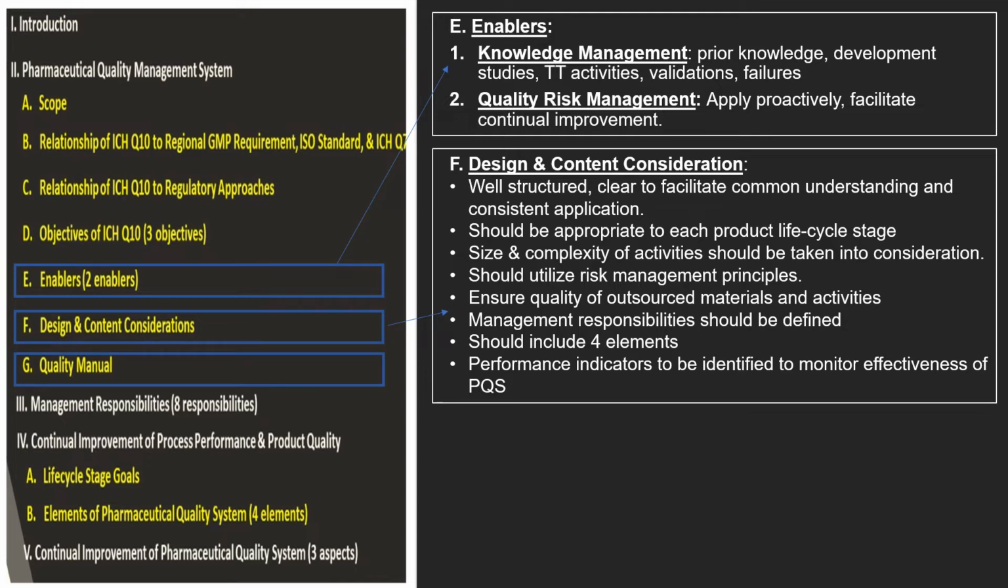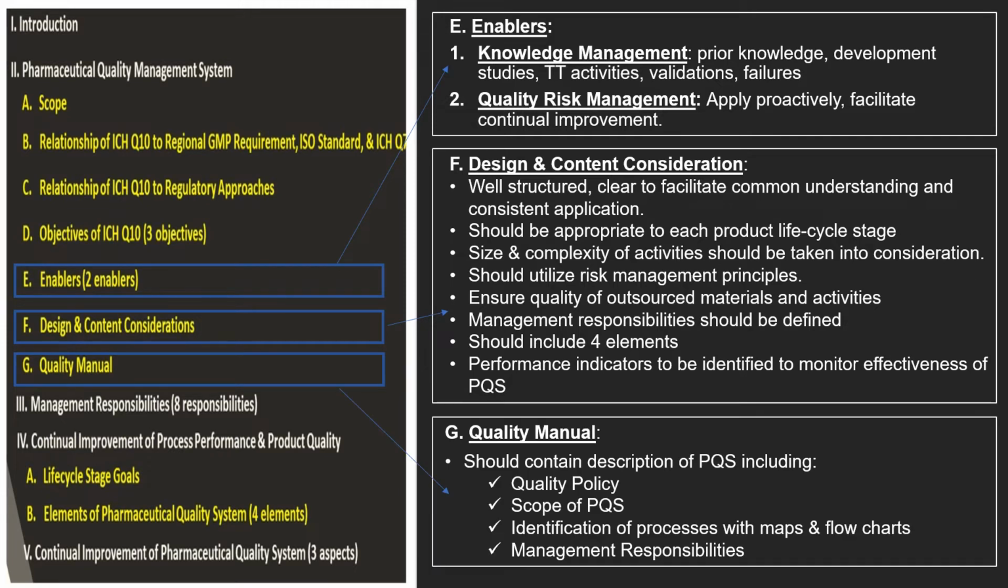It is expected to have a quality manual in place. The quality manual should define the quality policy. Quality policy is the overall objective with reference to quality of the organization, scope of the entire pharmaceutical quality system, identification of the processes that are carried out within the pharmaceutical quality system with the process maps and the flow charts, and the overall management responsibilities.